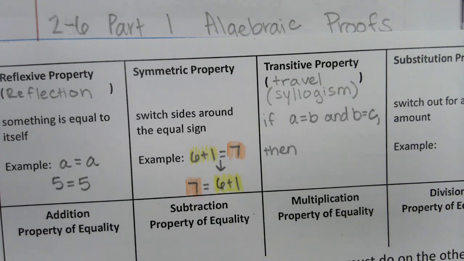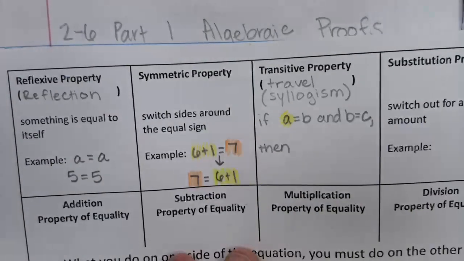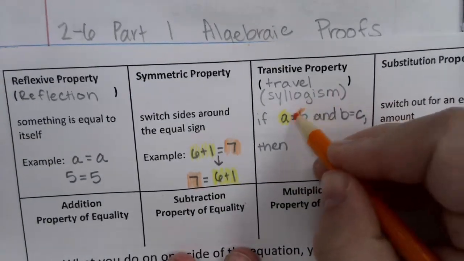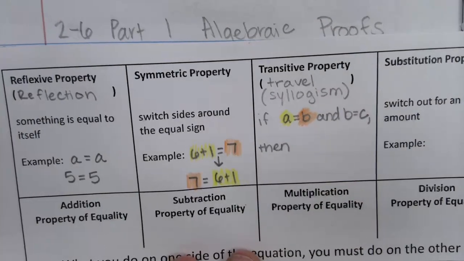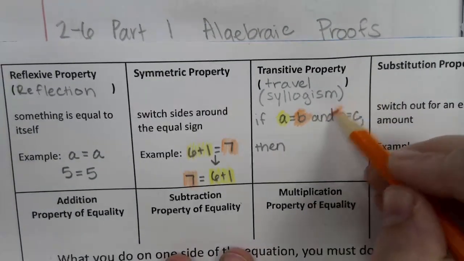And which ones did I not compare yet? A and C. I compared A to B. I said A to B are the same. I made that comparison. What's my next comparison I made? B to C.